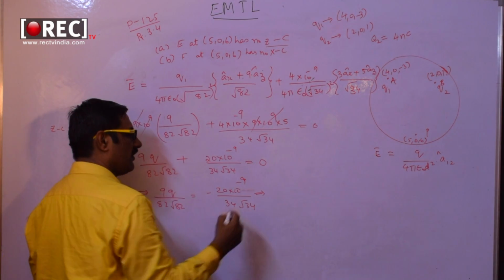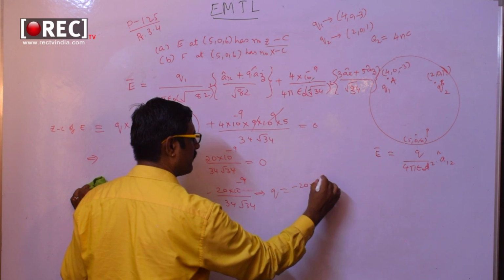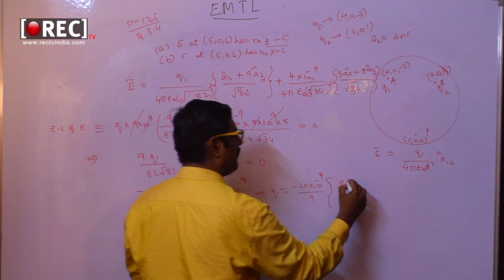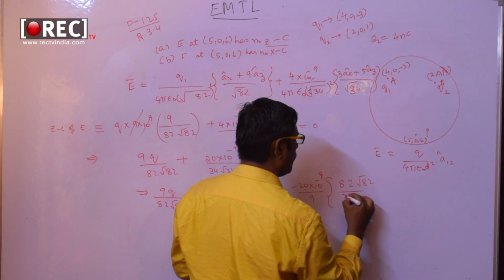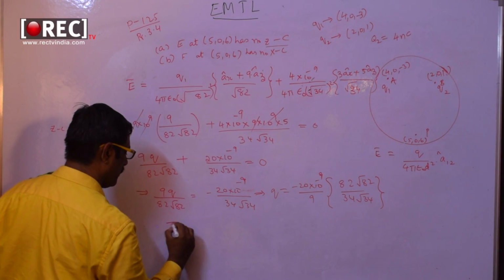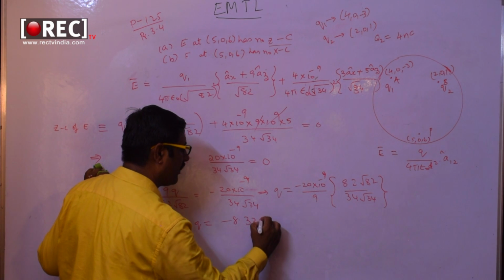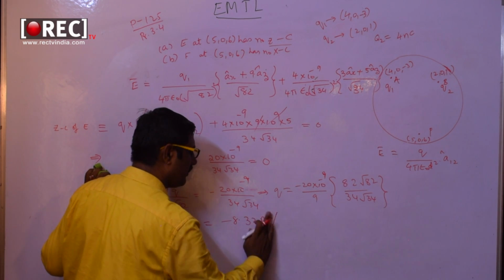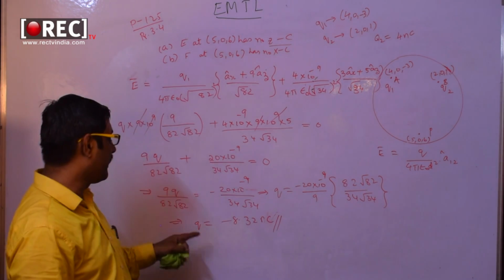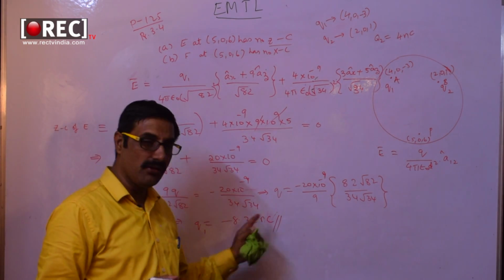From this, simply q is equal to minus 20 into 10 to the power of minus 9 by 9 into 82 root 82 divided by 34 root 34, of course with the minus sign. If we calculate this, I got minus 8.32 nanocoulomb, which is the required answer. You can check the answer at the back of the book. Strictly speaking it is Q1, so Q1 is equal to minus 8.32 nanocoulomb.